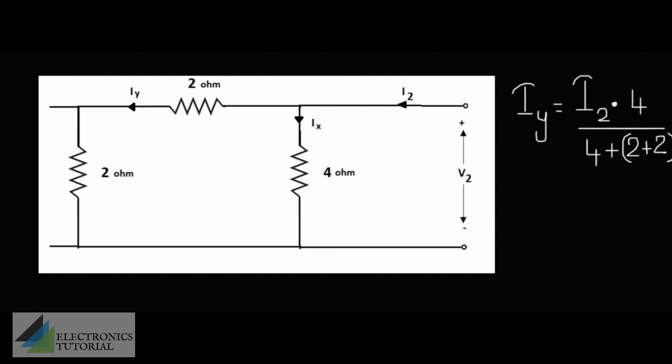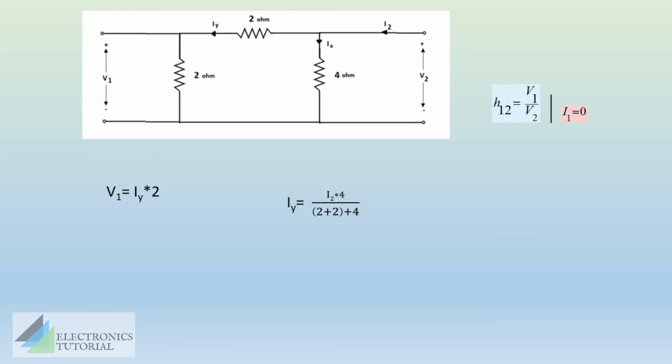Now, we can simplify this equation. I2 into 4 divided by 8. We got Iy as I2 into 4 divided by 8. It gets simplified as I2 by 2. We can substitute this value in this relation. V1 is equal to I2 by 2 into 2. And we'll get the answer as V1 is equal to I2.